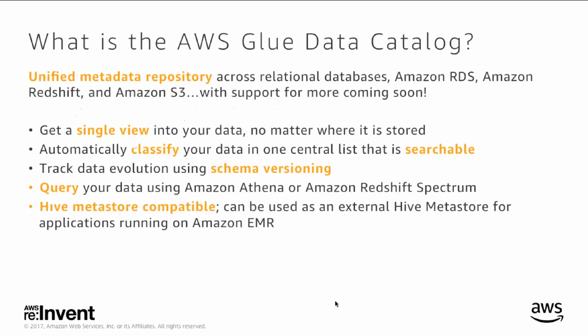All right, so what is the data catalog? We talk a lot about the AWS Glue Data Catalog. Think of it as a unified metadata repository across a number of different data stores. These data stores may be Amazon RDS relational databases, Redshift, S3. It may also be relational databases on EC2 or even on-prem, right? So that gives you a single place, a single view into all of your data.